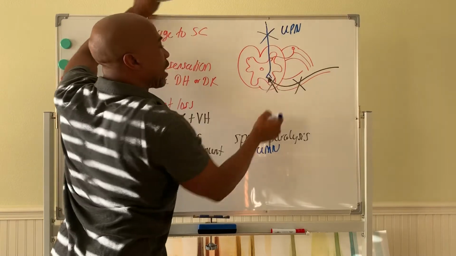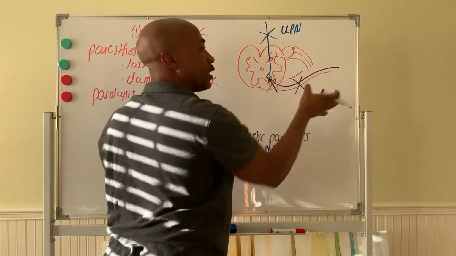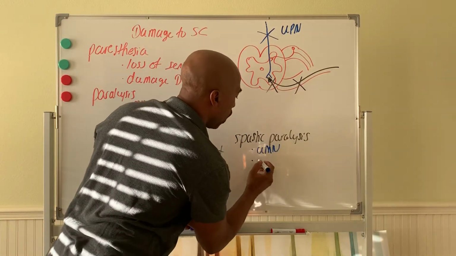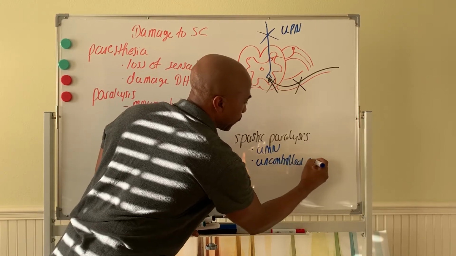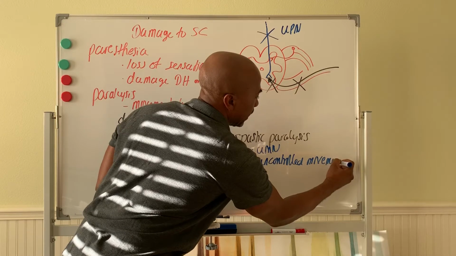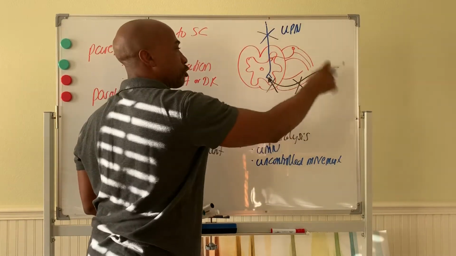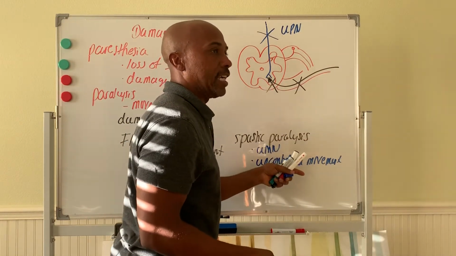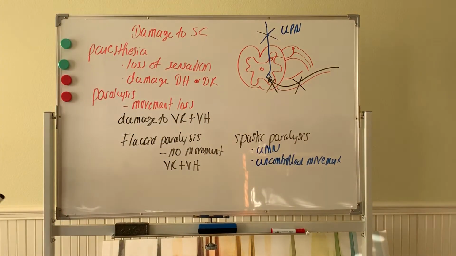the command's not coming down, but these local neurons can still be involved in reflexes that still work. So you have uncontrolled movements really here. You can't control it because the brain is cut off, but local circuitry can allow for you to urinate, for example, or defecate, even though you can't really control it voluntarily speaking. Okay, that's spastic paralysis.